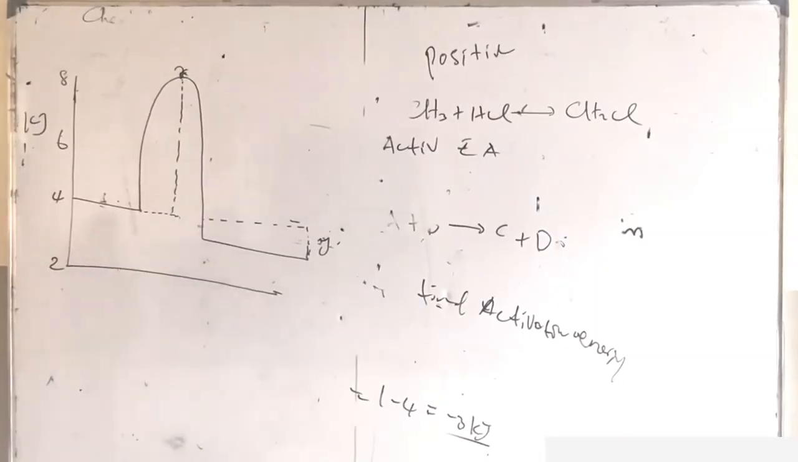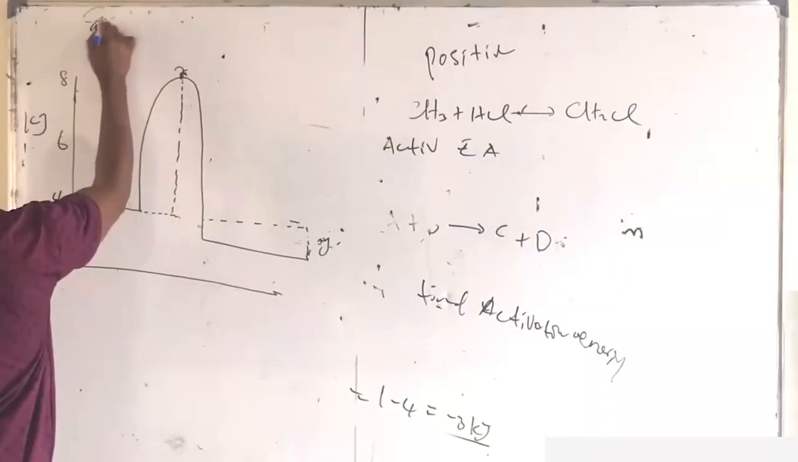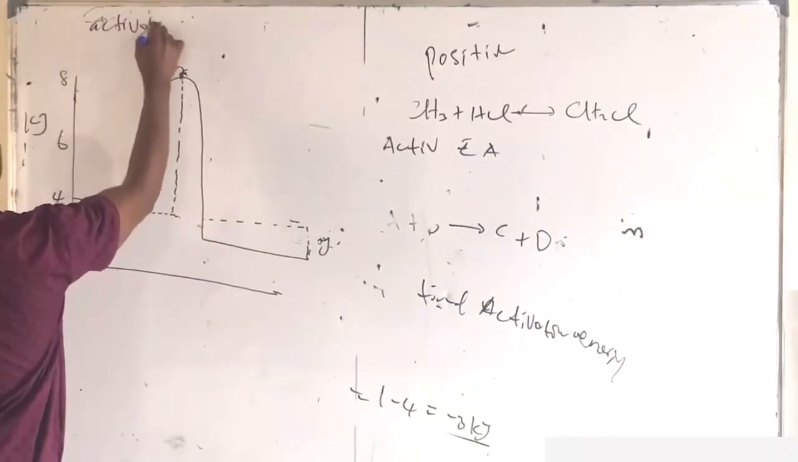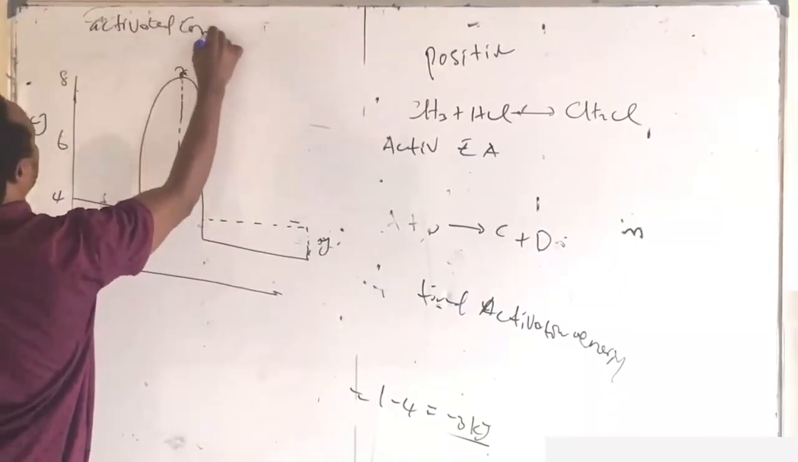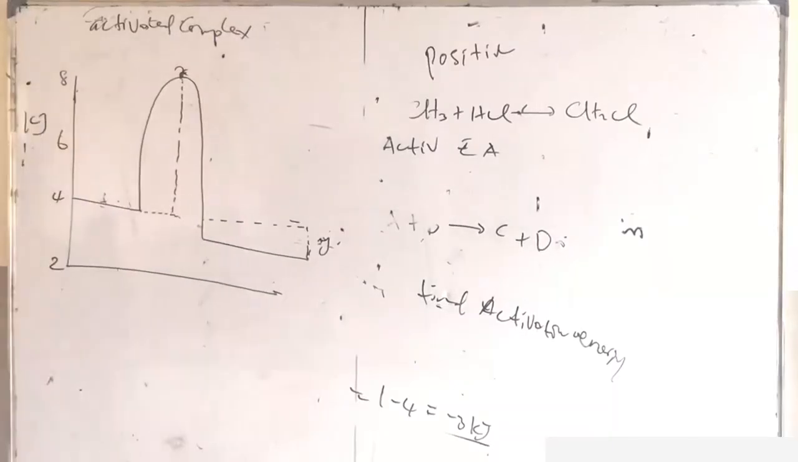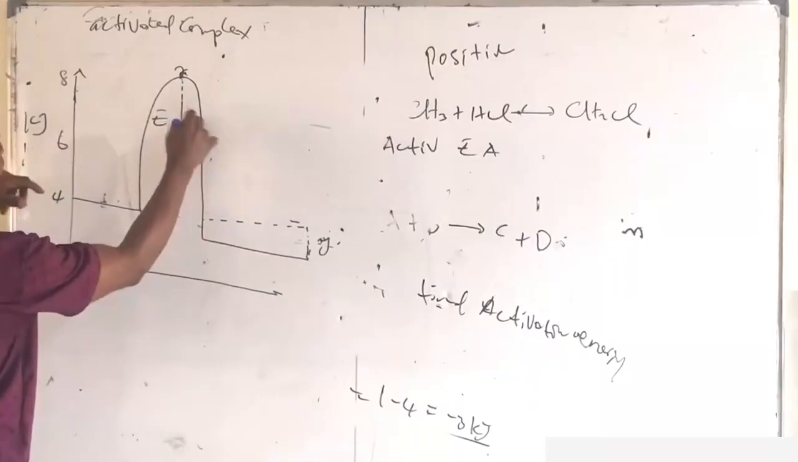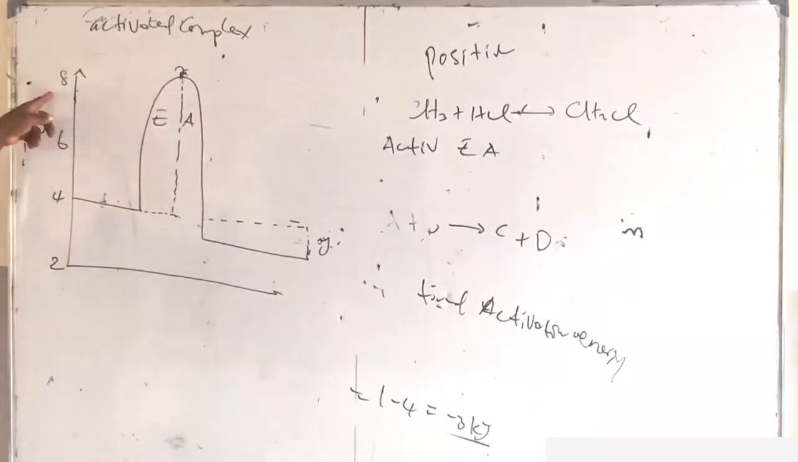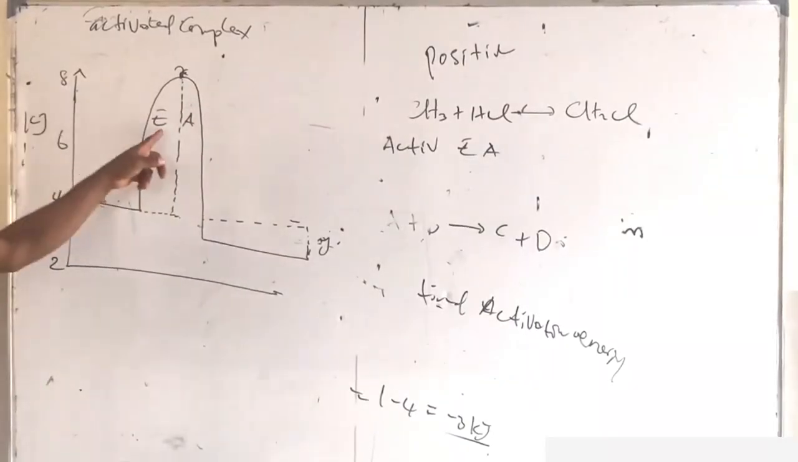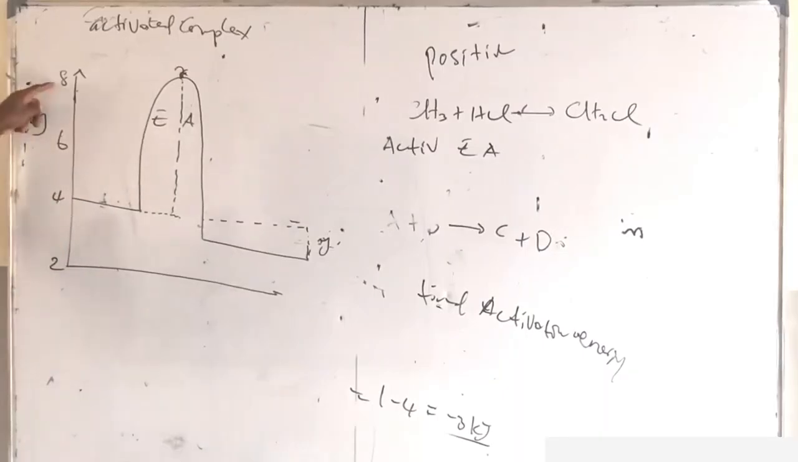What is the value of the activated complex here? Is it 4? I did not say EA. The activated complex is 8. Okay? Then what about the EA? It is 8 minus 4, which is 4.